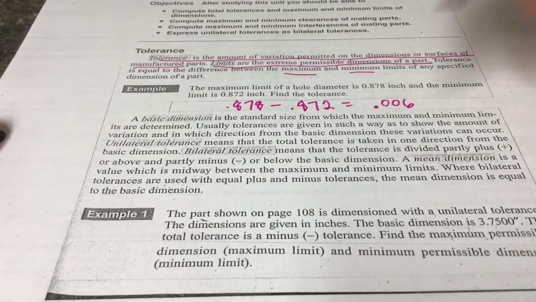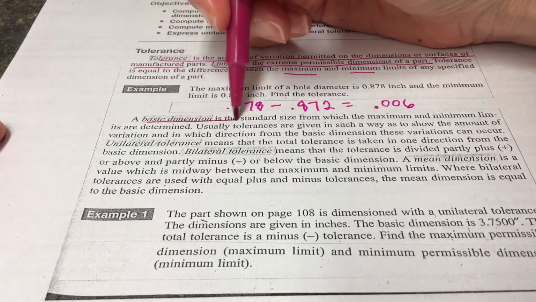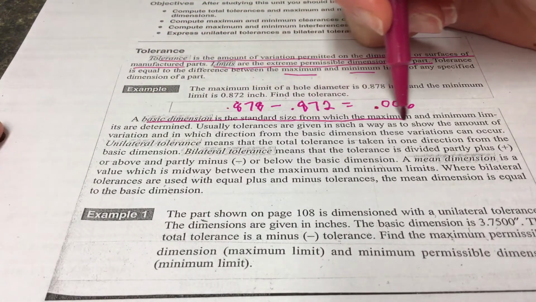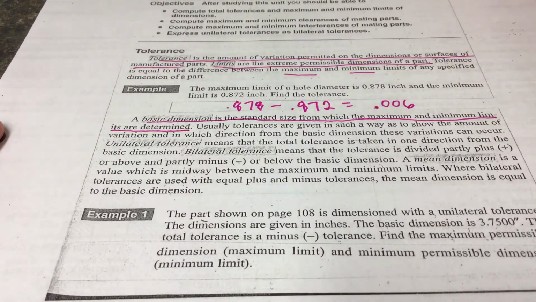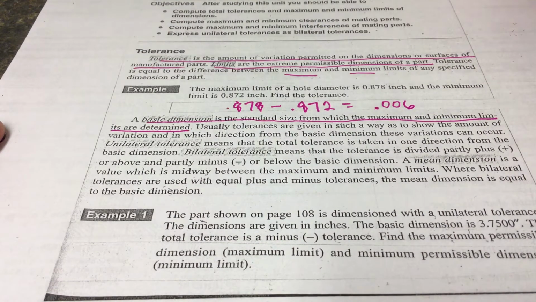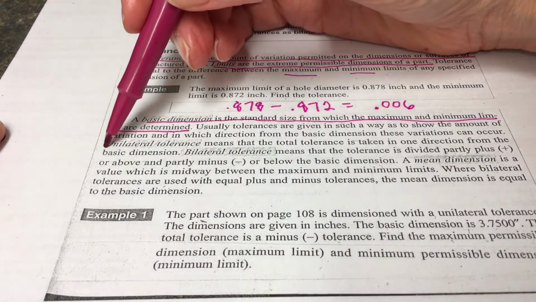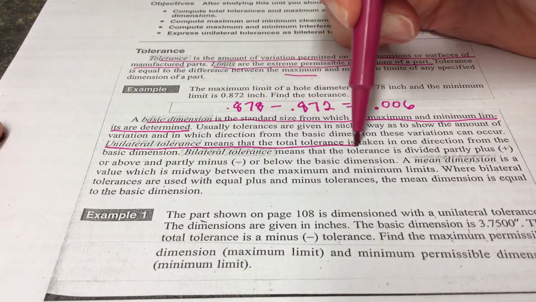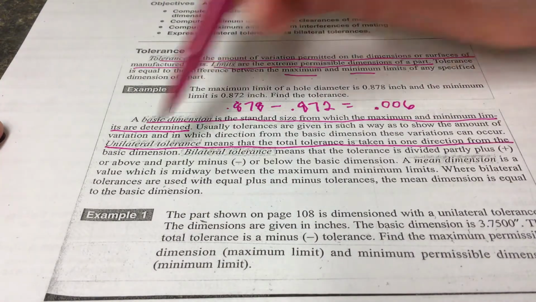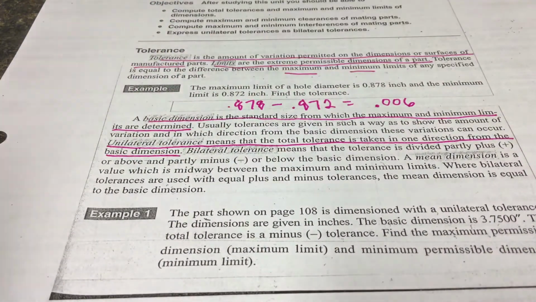A basic dimension is the standard size from which the maximum and minimum limits are to be determined. So this is how it should be, okay? And then we have things that are called unilateral tolerance, which means that the total tolerance is taken in one direction from the basic dimension. So either the dimension is allowed to get bigger, or it's allowed to get smaller, but it's not allowed to get both, okay?